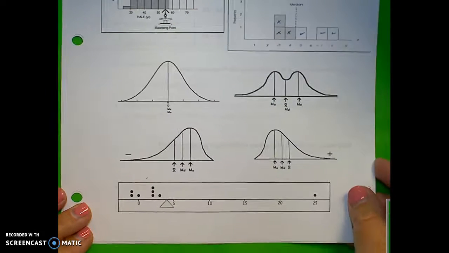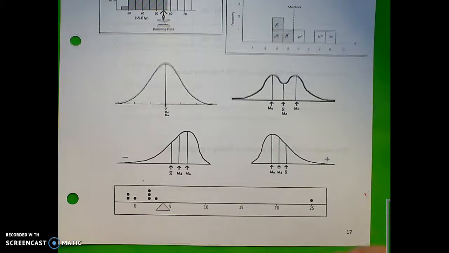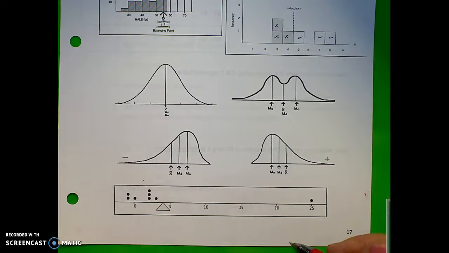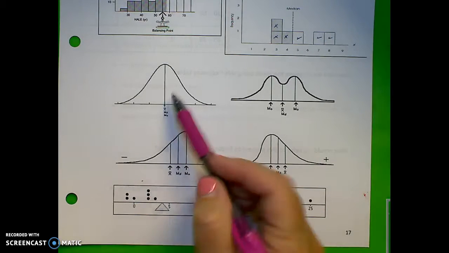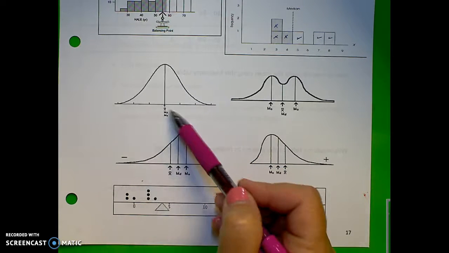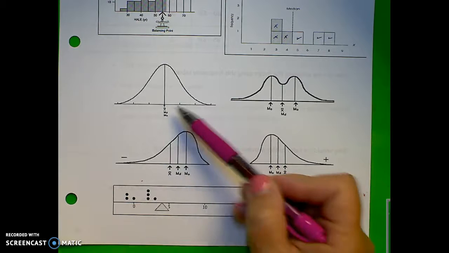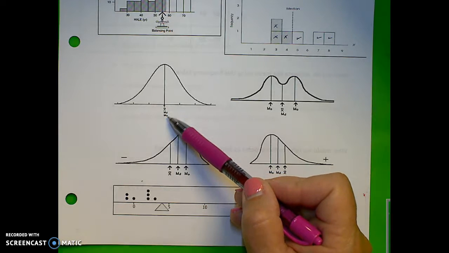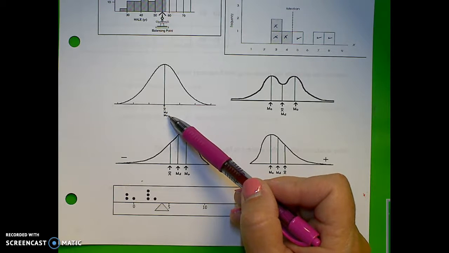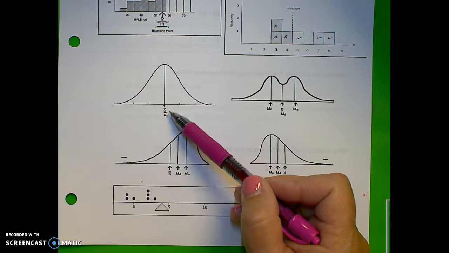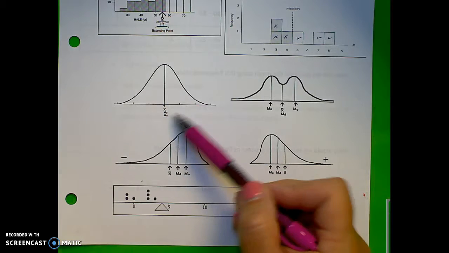Here are a few other examples that show the mean, median, and mode locations for different types of data sets. Here's that theoretical bell curve, unimodal and symmetric. This one happens to be perfectly symmetric, and you can see the mean, median, and mode all line up at the exact same place. The mean is x-bar, the median is M sub d, and the mode is M sub o. They all line up. There's no skewness at all.